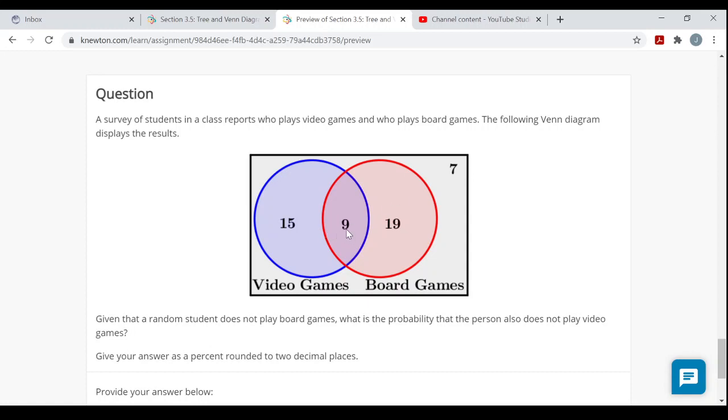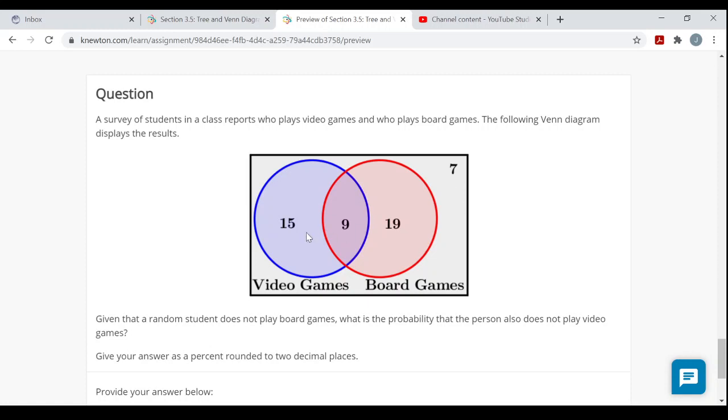See, 9 of them are in the overlapping region between the video game circle and the board game circle. So 9 students said they play both. 15 students said they just play video games, not board games. And 19 of them said they just play board games, not video games. And 7 of the students said they don't play either. They don't play board games or video games.